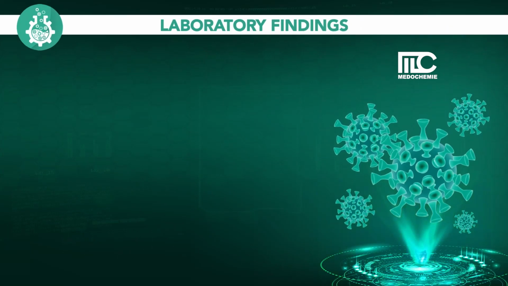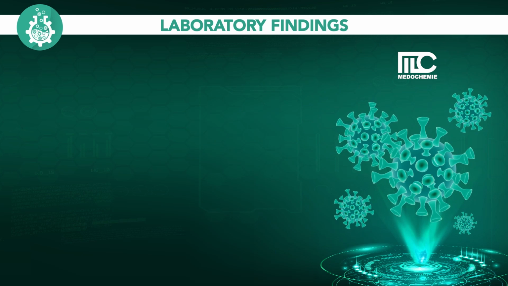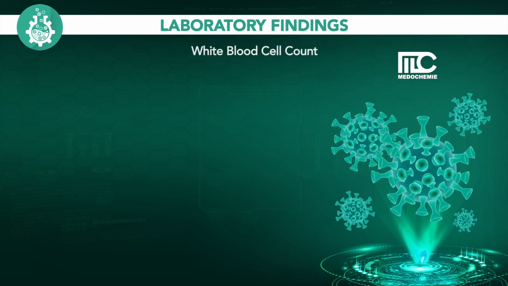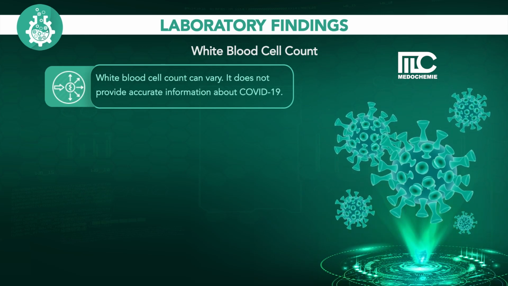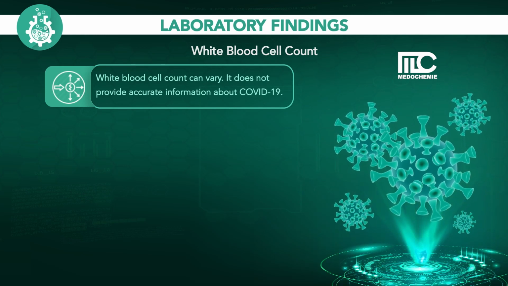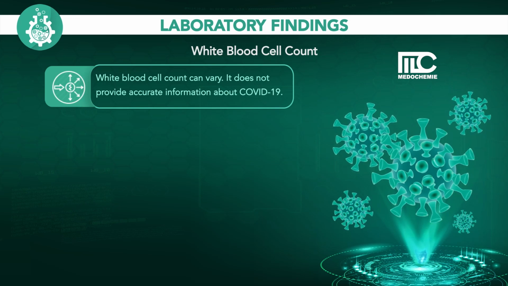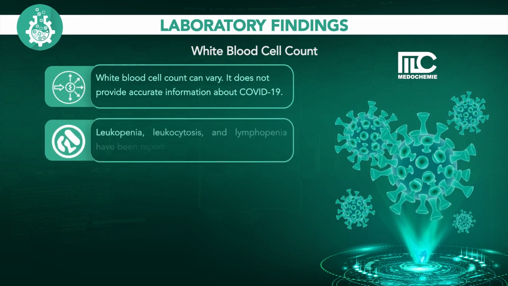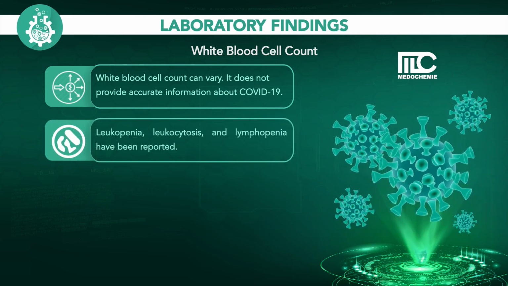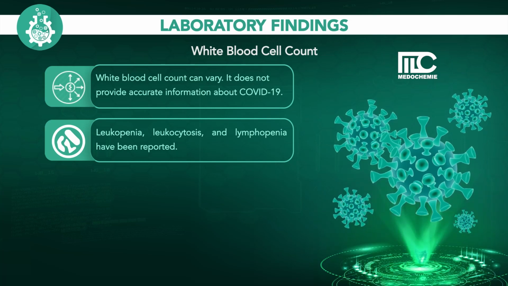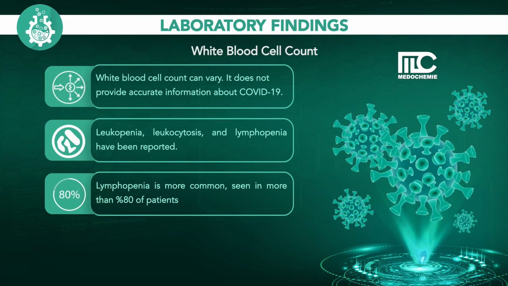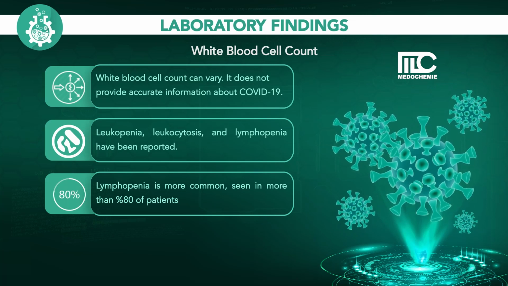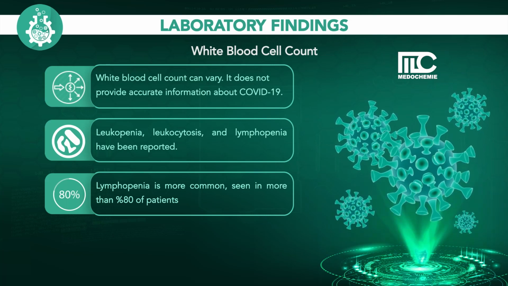What about the laboratory findings present in this disease, COVID-19? First, the white blood cells. White cell count can vary. It does not provide accurate information about COVID-19. Maybe leukopenia, maybe leukocytosis and lymphopenia, all these have been reported. Lymphopenia is the more common, seen in more than 80% of the patients.